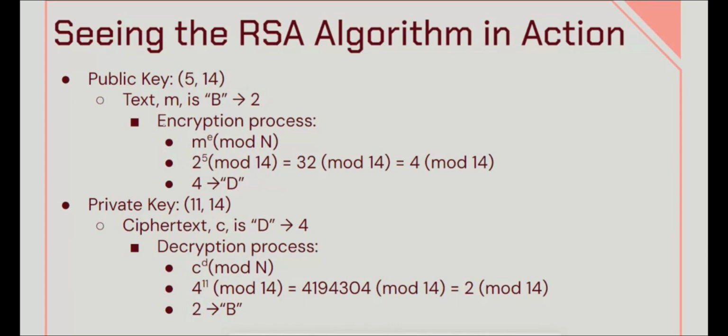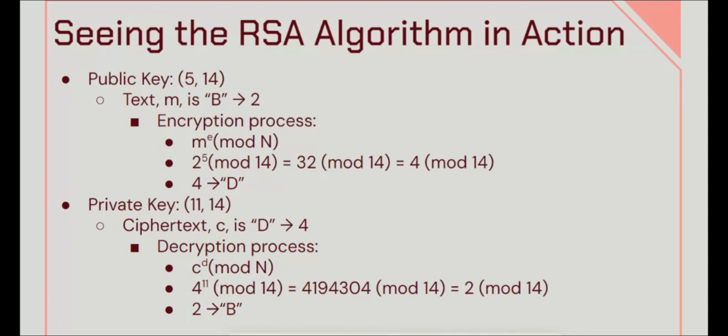Our message B, encrypted, looks like the message D, which has a value of 4. But now you want to decipher this. You receive a ciphertext, but you have to decrypt it now. The ciphertext D has to be thrown into the formula C to the D mod n, where C is the value of your ciphertext 4. D is the decryption key 11, the first value of the private key, and modulus 14, the second value of the private key. So 4 to the 11 mod 14 gives us a giant number mod 14, which yields 2 modulus 14. So the remainder in this is 2, which is the value of our original message, B.